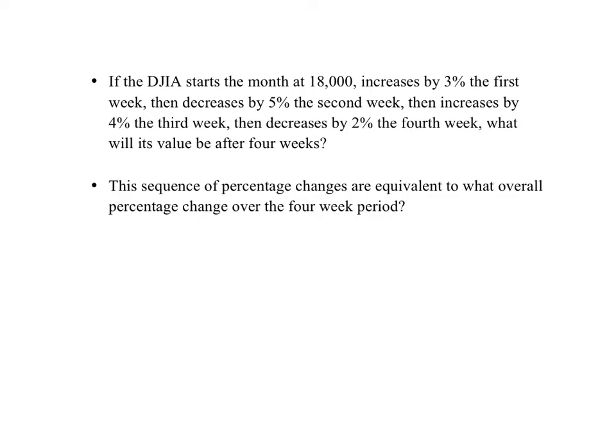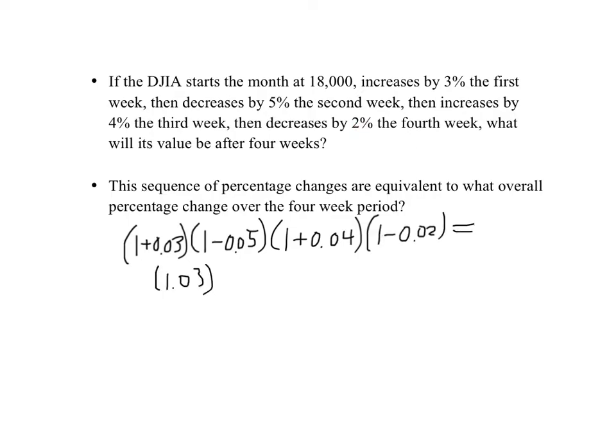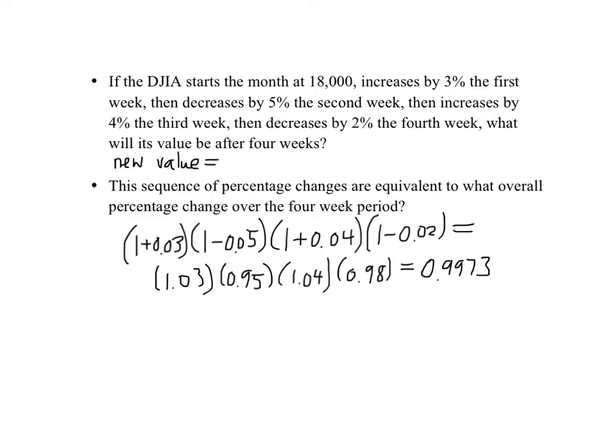We instead have to think in terms of a growth factor for this growth, a decline factor for that decline, a growth factor for this growth, a decline factor for that decline. Those factors all have to be multiplied together. We find that the overall growth-decline factor, which turns out to be a decline, is 0.9973 for the entire 4-week period, so we can go back and answer our question. The new value will be 18,000 times 0.9973, which turns out to be 17,951.